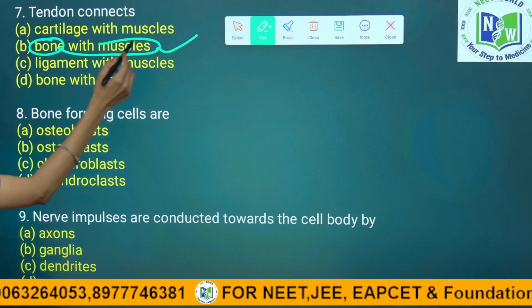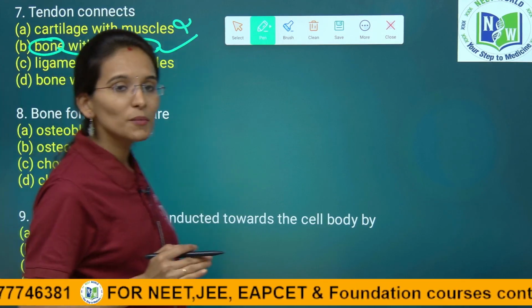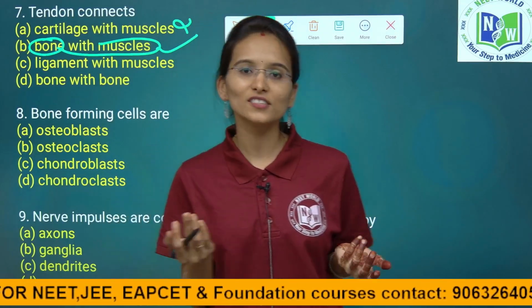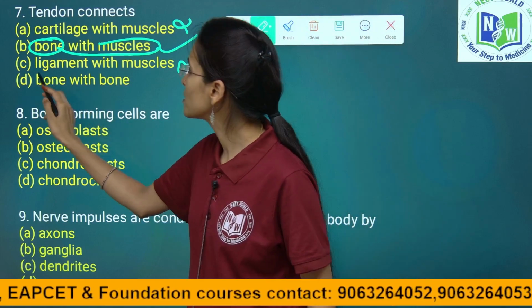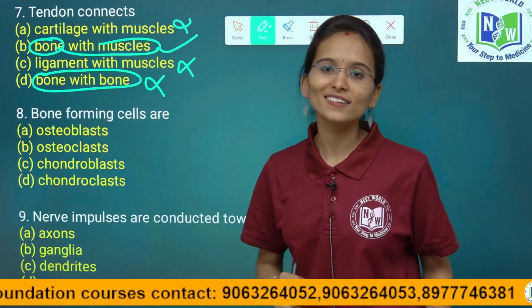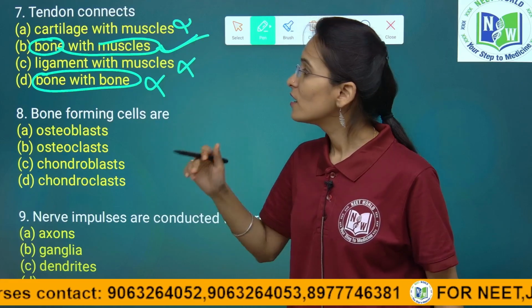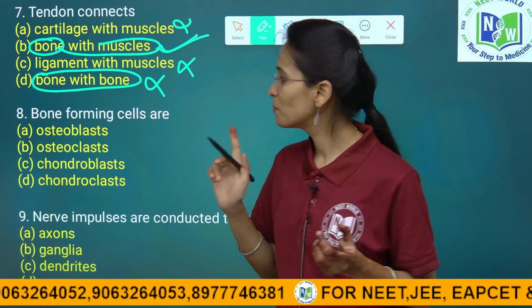Option A, cartilage with muscles, wrong. And ligaments with muscles. What is actually a ligament? A connection of bone to bone is only called a ligament, but it is not going to connect towards the muscles. So this will be the wrong option. Option D, bone with bone. This is also a wrong option. It is only called a ligament. So the right option will be option B. The tendons are actually involved in connection of muscles with the bones.